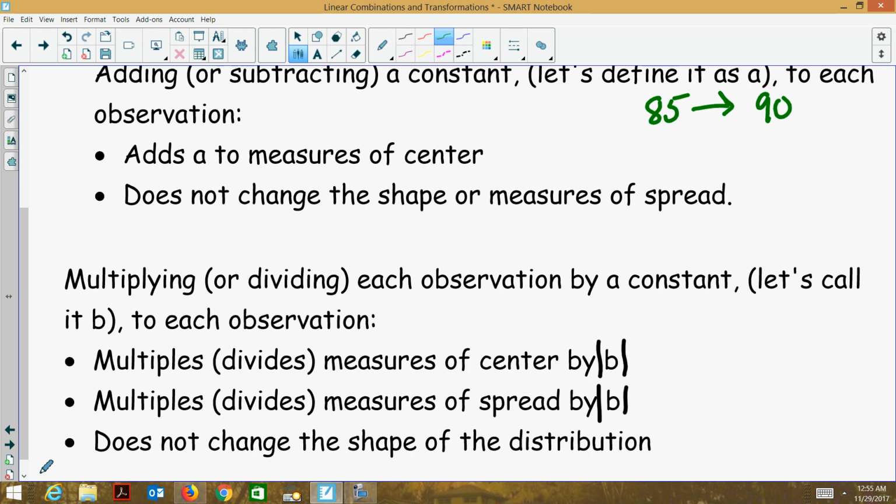Multiplying or dividing each observation by a constant, let's call that constant b, multiplies or divides the measures of center by the absolute value of b, and it also multiplies or divides the measure of spread by b. It also does not change the shape of the distribution. So if I was to double everyone's score, then both the mean and the standard deviation, let's say it was 85 and 2, this is the mean, this is the standard deviation. If I was to multiply it by 2, then the mean would double to 170. And the standard deviation would also double.